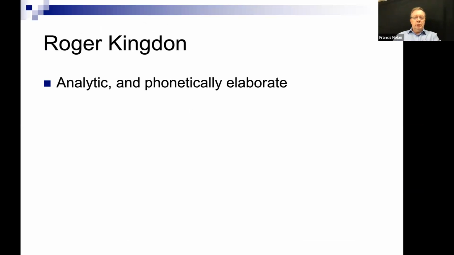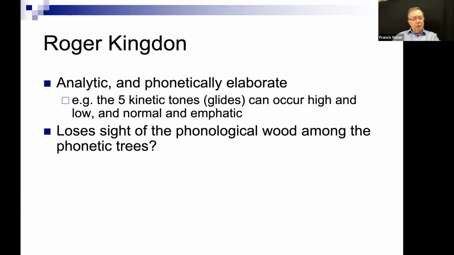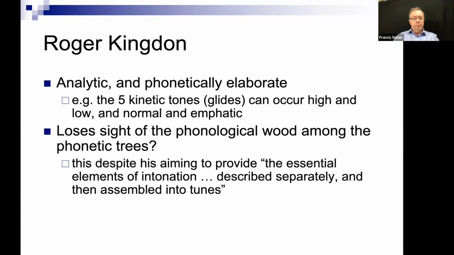So Kingdon's analysis is very analytic. It's very phonetically elaborate. For instance, there are 5 kinetic tones or glides, and they can occur high and low, and they can occur normal and emphatic. So you can see it's getting pretty complicated. And maybe you could say he loses sight of the wood for the trees, loses sight of the phonological wood, the part of intonation or the way that intonation is relatable to meaning, and gets too interested in the phonetic detail, even though he explicitly aims to provide the essential elements of intonation described separately and then assembled into tunes.